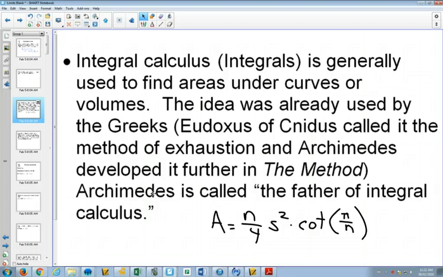So, integral calculus goes back a long time. In fact, Archimedes, around 300 BC, was already developing the idea of integral calculus way before we can say that calculus officially was discovered or invented by Newton and Leibniz in the 1700s.